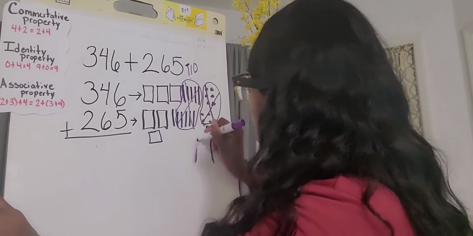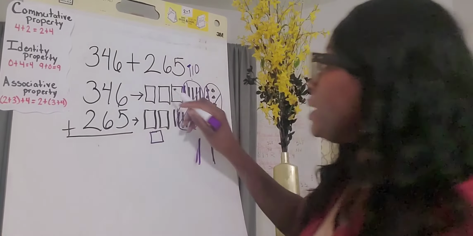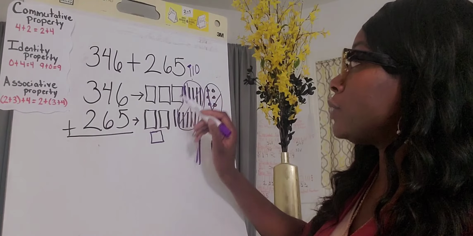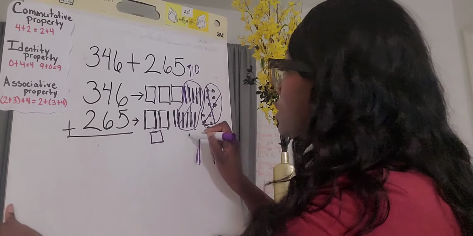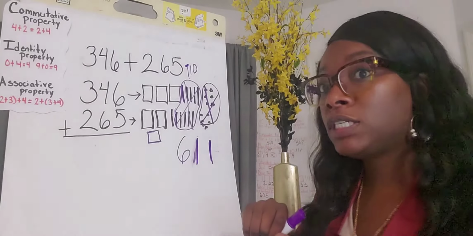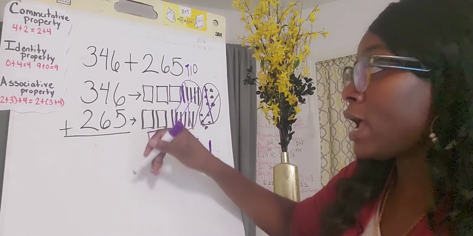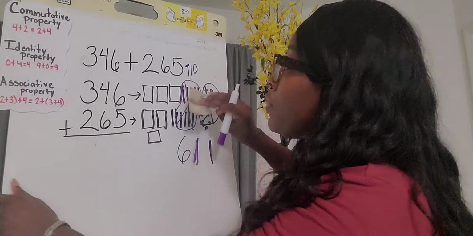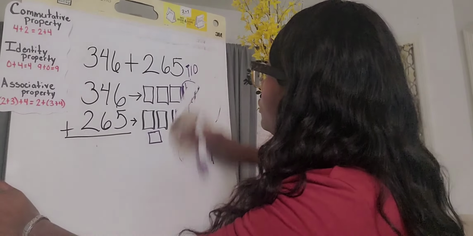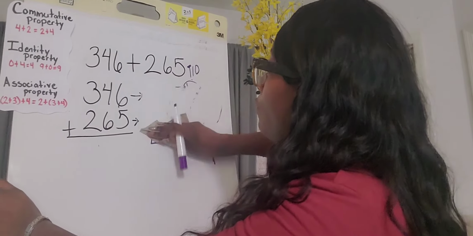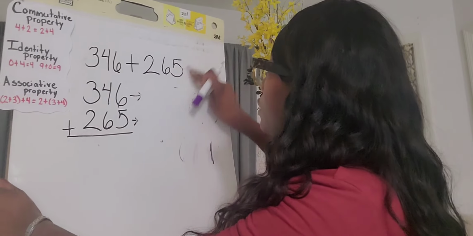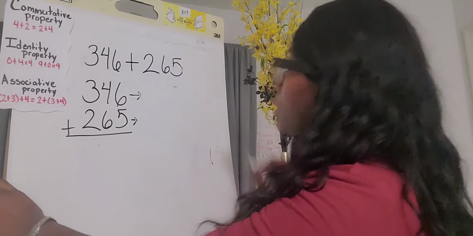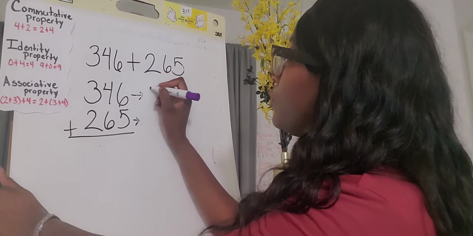See if I can make that a little neater. And then now let me count my hundreds. 1, 2, 3, 4, 5, 6. Didn't we just get 611 when we added it vertically? We did. Awesome. So now that's that way. And let's try one more way, and that will be it. And I'll give you some to practice on your own. So now let's try expanded form.